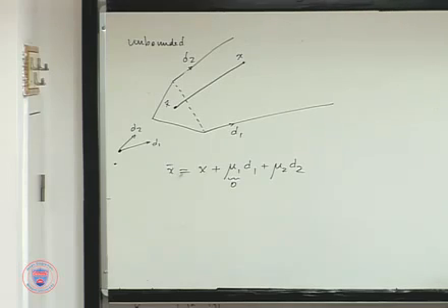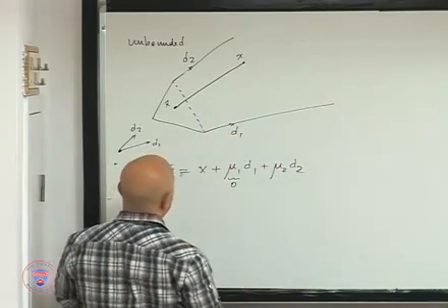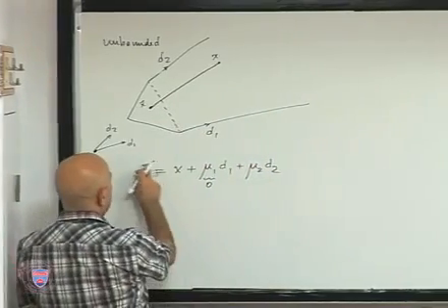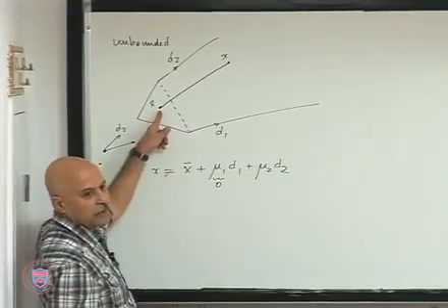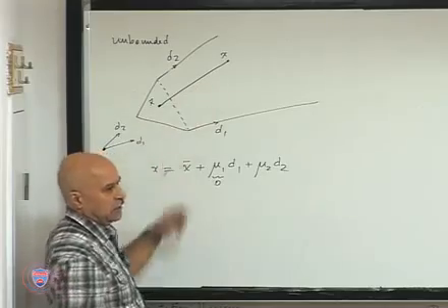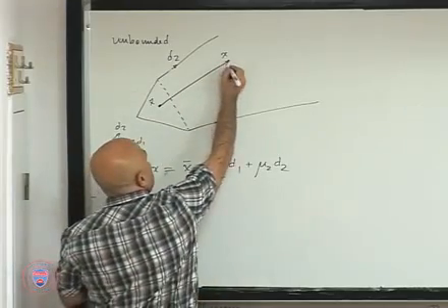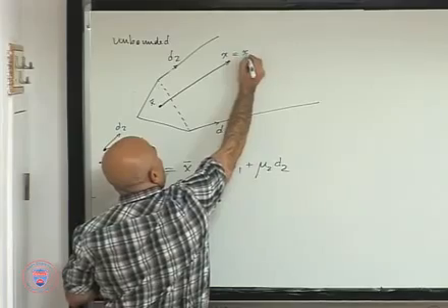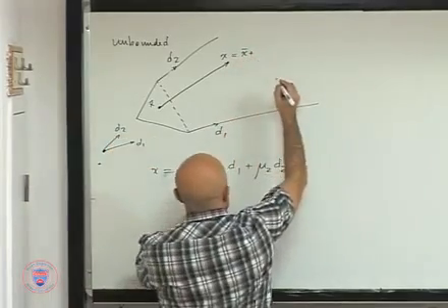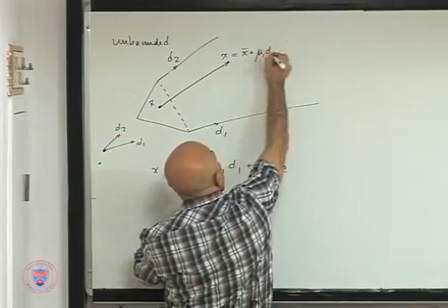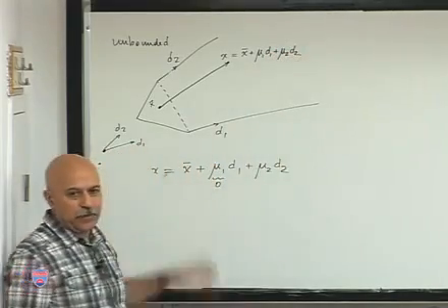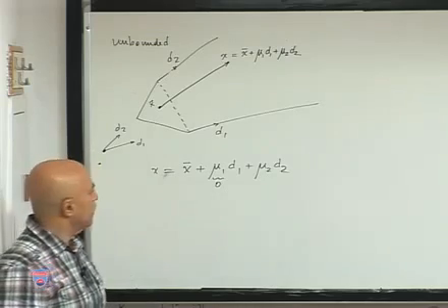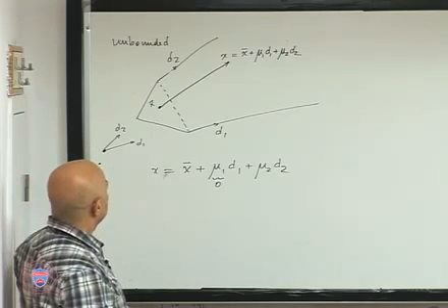Well, this should be reversed though, because I can't really go back here. What I should be doing is writing X as some X bar inside the convex hull plus the direction. Okay? So X is equal to X bar plus mu1 D1 plus mu2 D2. That's what I should do. I can't go back, okay, with a positive number. All right.